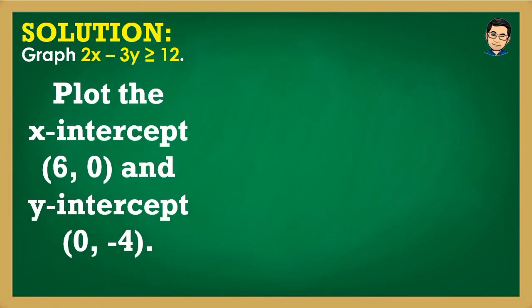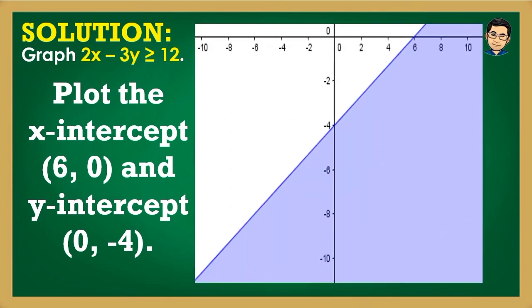So, let's have the graphical presentation of 2x minus 3y is greater than or equal to 12. So, plot the x-intercept, 6, 0, and y-intercept, 0, negative 4. So, ayan po yung magsisilbing graph niya. So, that is 6, 0, and then 0, negative 4. So, as you can see, since naging false po yung statement natin kanina, naging lower portion po yung naka-shade. And then that is the graph of 2x minus 3y is greater than or equal to 12.